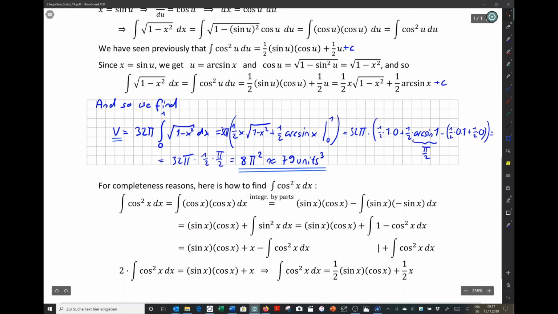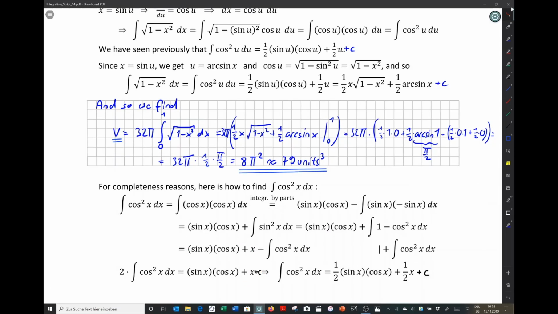We then replace again sine squared of x by 1 minus cosine squared of x, using sine squared of x plus cosine squared of x is 1. Taking this integral apart, we get the integral of 1 is just x, and then minus the integral of cosine squared of x dx. Now we have an equation, this equals the whole thing here. Adding on both sides the integral of cosine squared of x dx, it cancels out here, and here we get 2 of them. So we have 2 times the integral equals this part here, and hence dividing by 2 we get the integral of cosine squared x dx is 1/2 sine x times cosine x plus 1/2 x plus c.